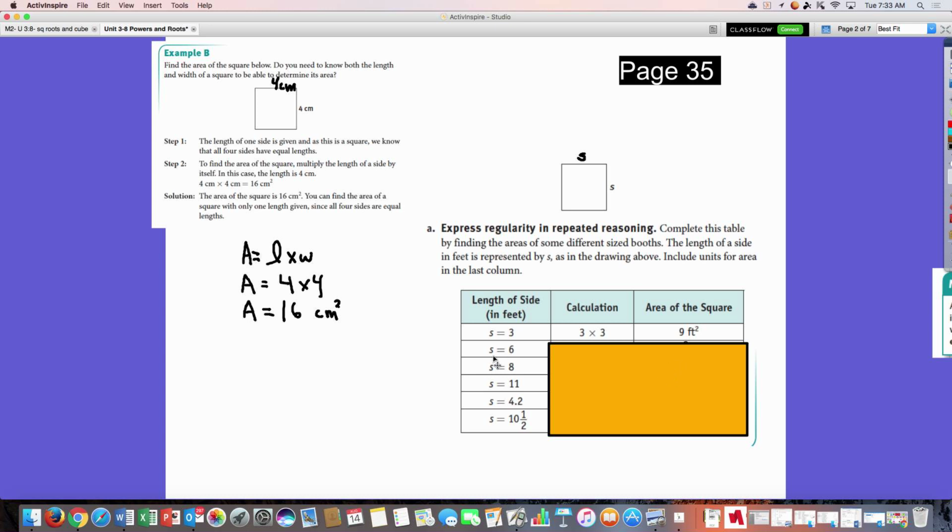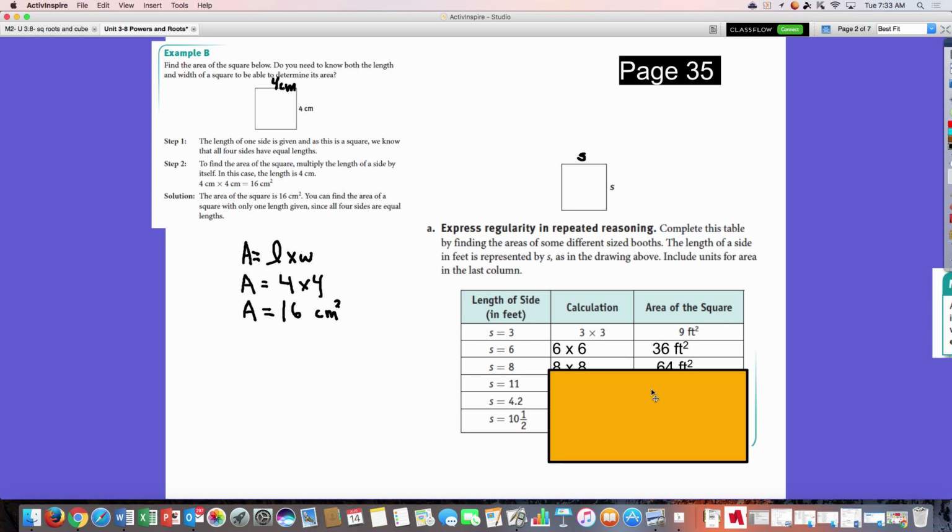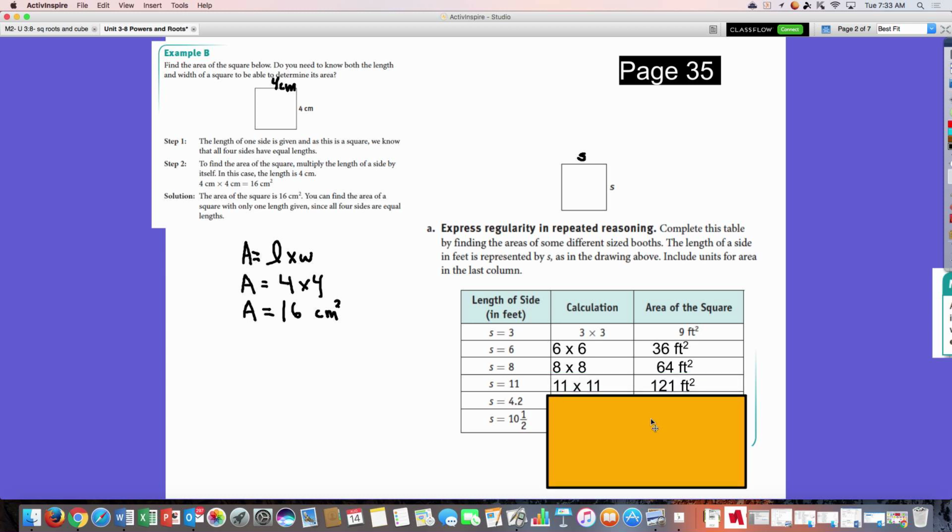So this one, what would that be? If one side is 6, my calculation would be, you got it, 6 times 6, 36 feet squared. Next one. 8 times 8, 64 feet squared. The next one, 11 times 11, or 121 feet squared. As soon as I say chicken, pause the video and work out these two because it's going to take a few seconds. Chicken.